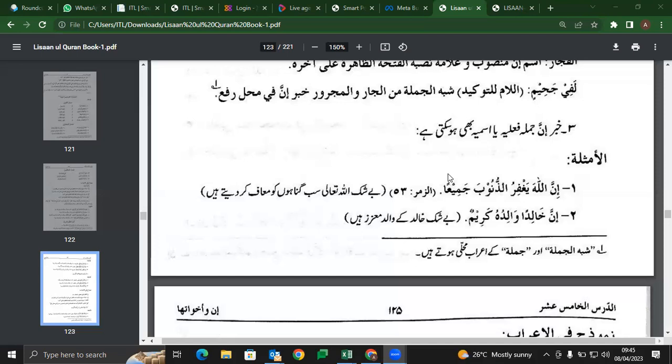So now we're saying that it can be jumlatul ismiya, but it can also be jumlatul fi'liya. We're not talking about the mubtada. What we're talking about is the khabar. For example, if you see this first sentence here: Inna Allaha yaghfiru adh-dhunuba jami'an.